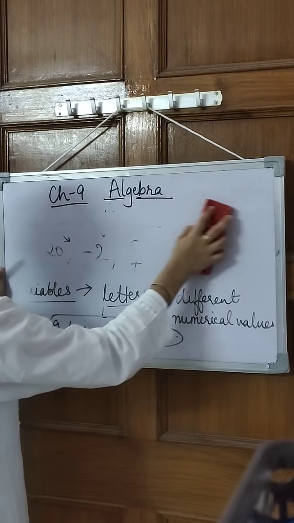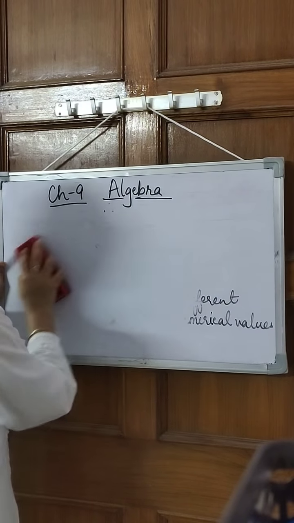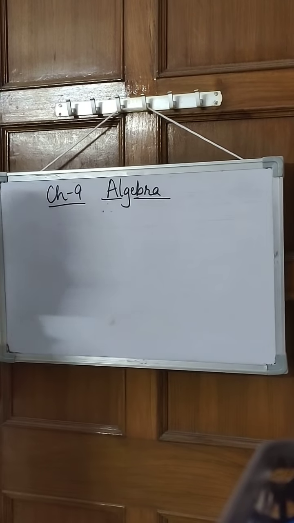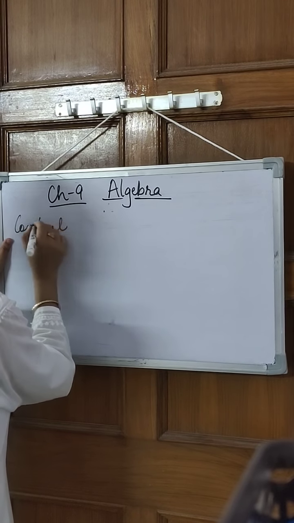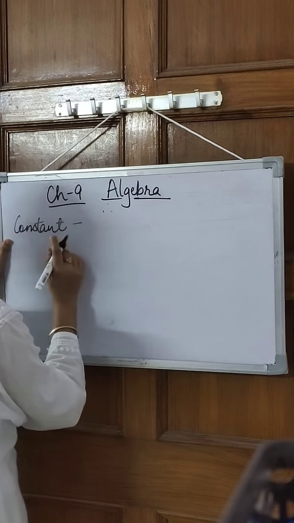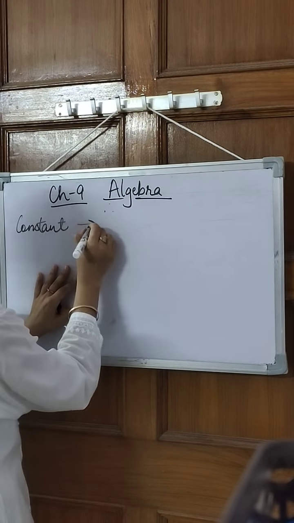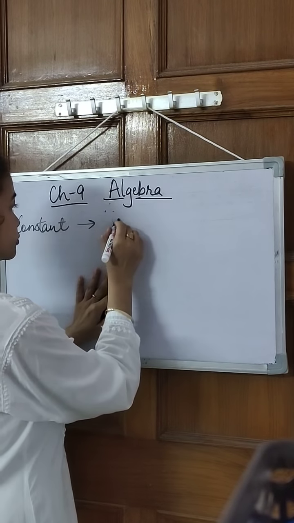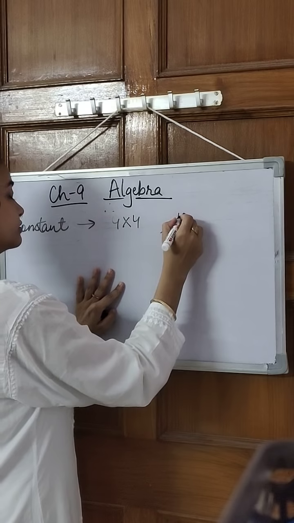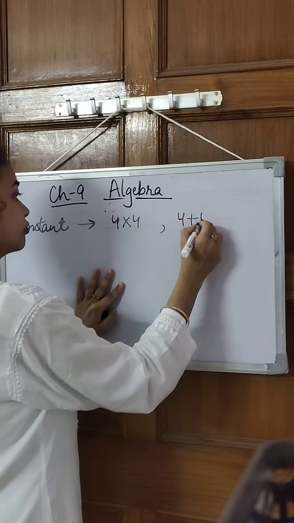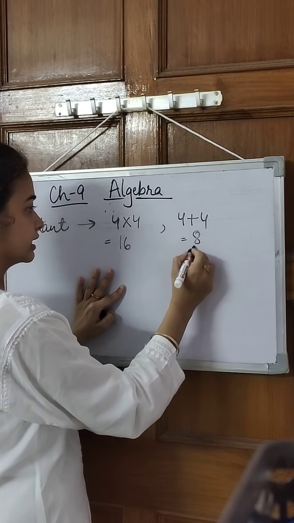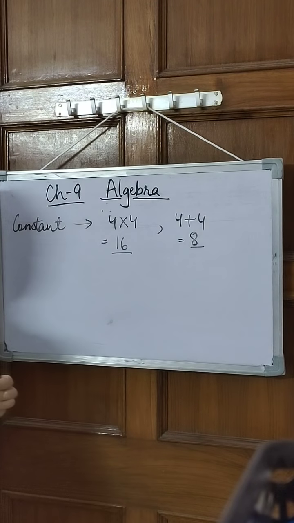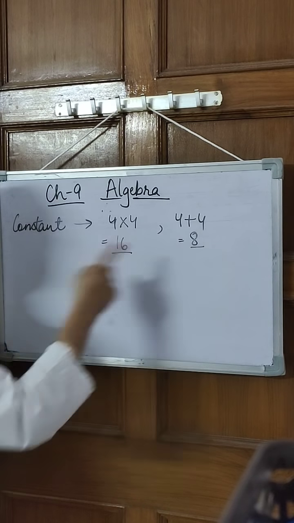Now one very important thing is, when you combine constant and constant, what happens? The answer is a constant. It means when I say 2 into 2, or 4 into 4, or 4 plus 4, 4 into 4 is 16 and 4 plus 4 is 8, so I am getting constants. So when we combine constants using operations, we get constants.